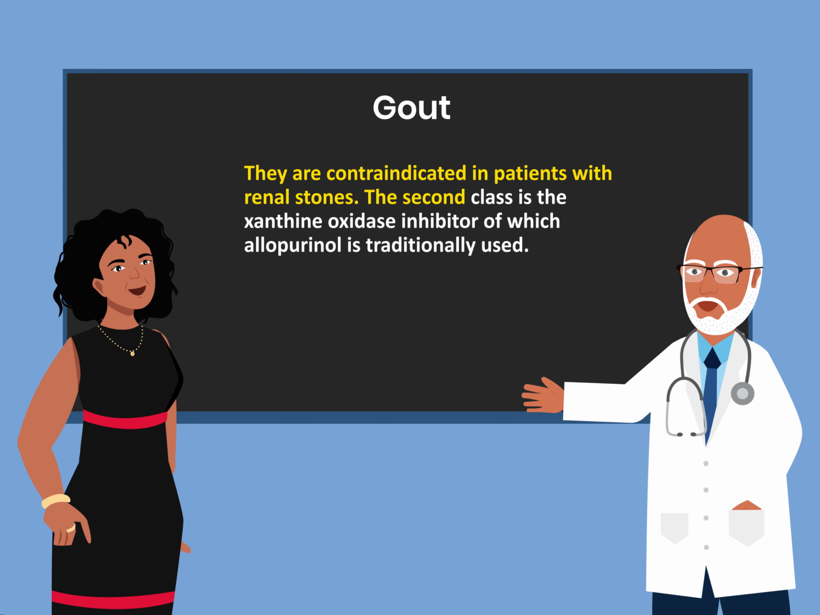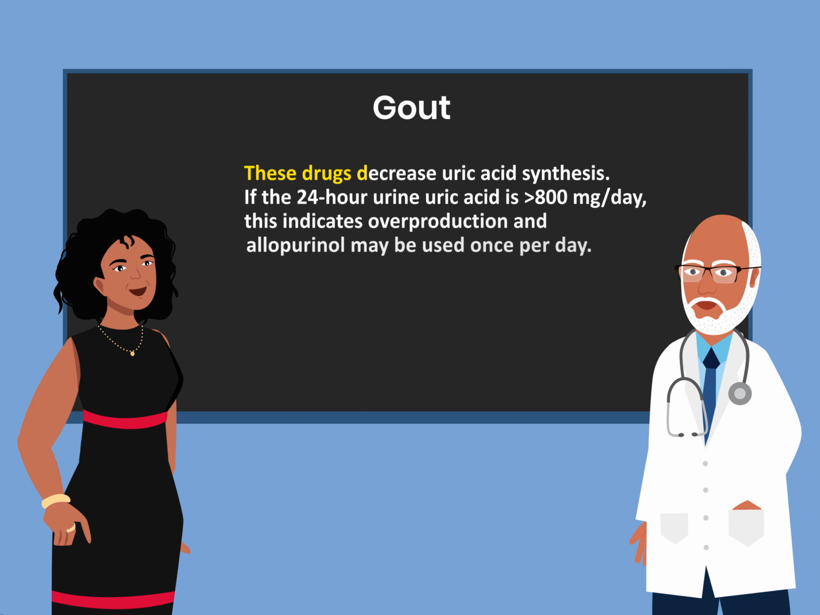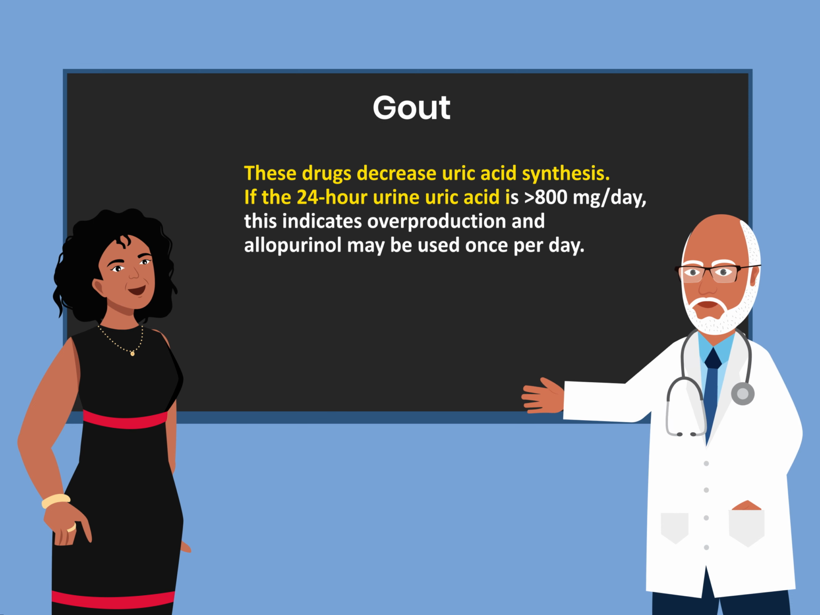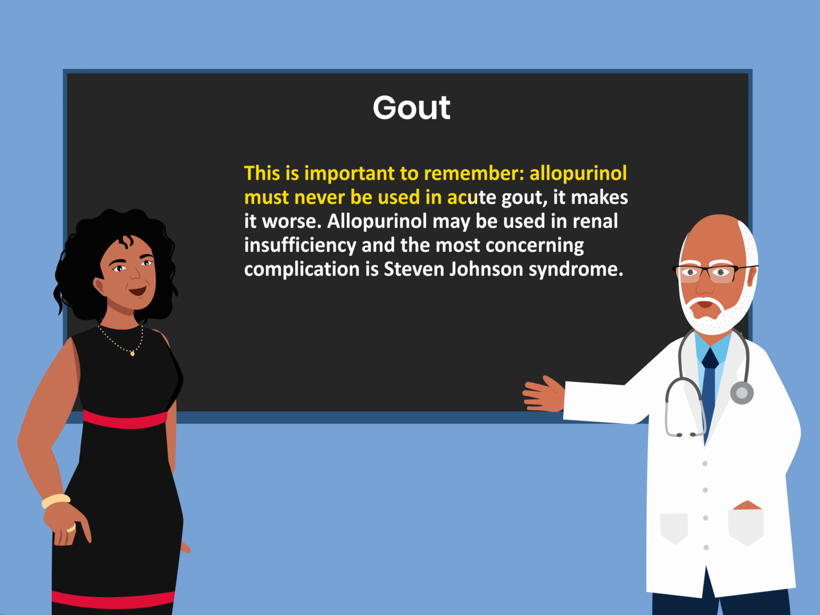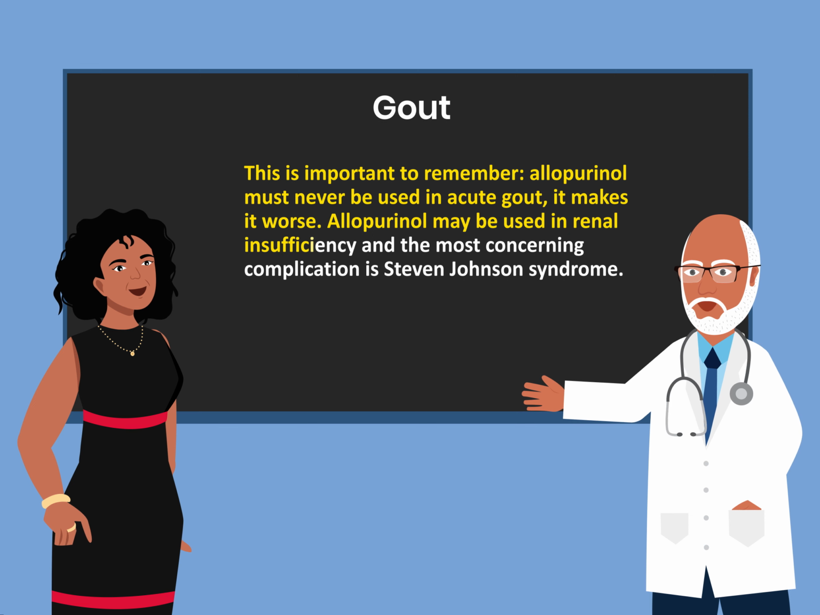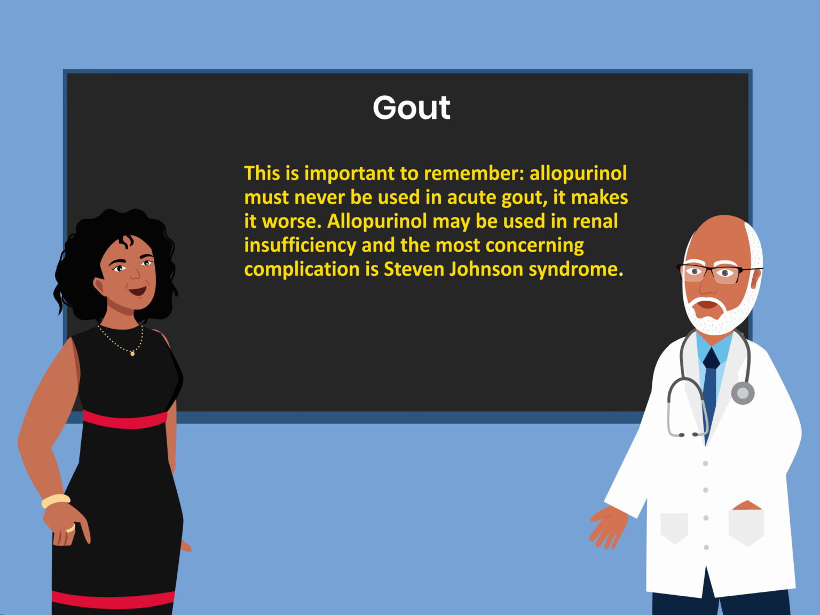The second class is the xanthine oxidase inhibitors, of which allopurinol is traditionally used. These drugs decrease uric acid synthesis. If the 24-hour urine uric acid is greater than 800 milligrams per dl, this indicates overproduction, and allopurinol may be used once per day. This is important to remember. Allopurinol must never be used in acute gout. It makes it worse. Allopurinol may be used in renal insufficiency, and the most concerning complication is Stevens-Johnson syndrome.